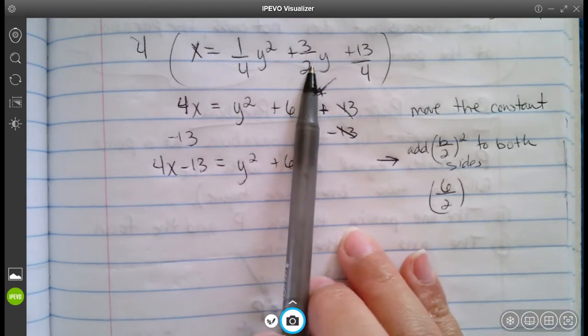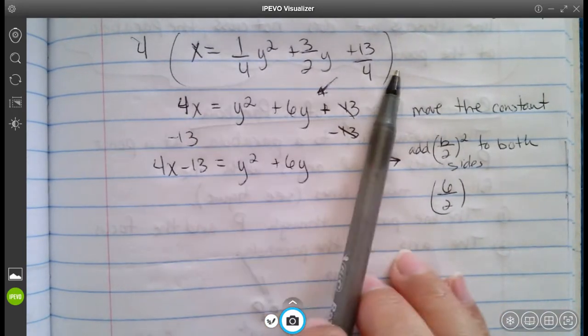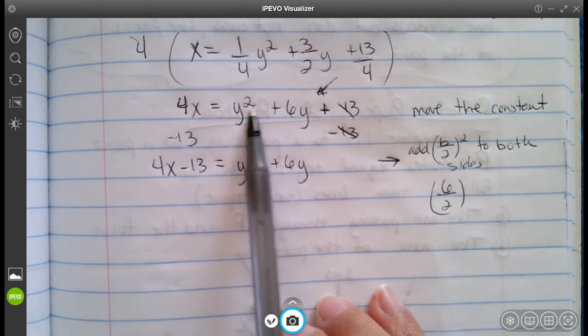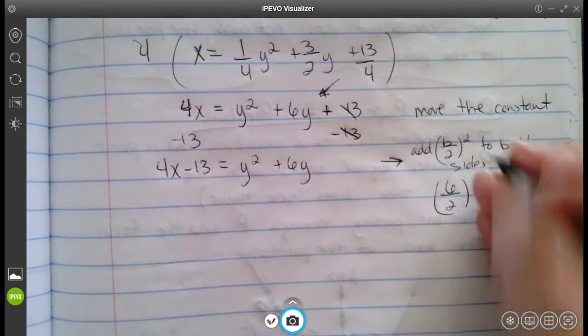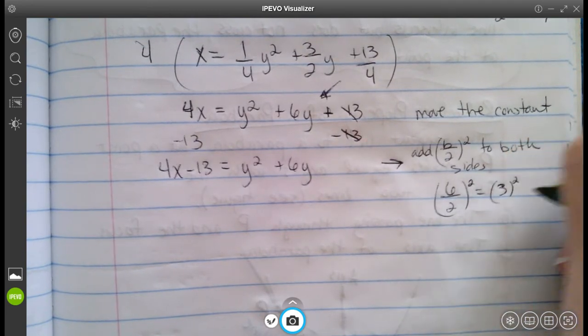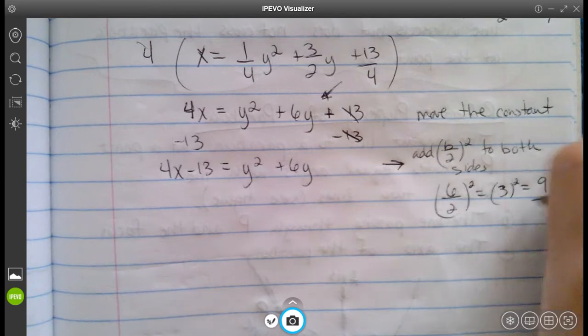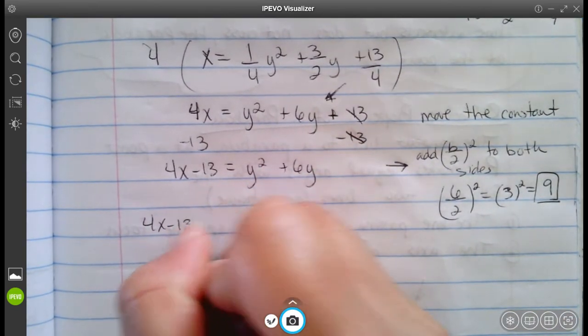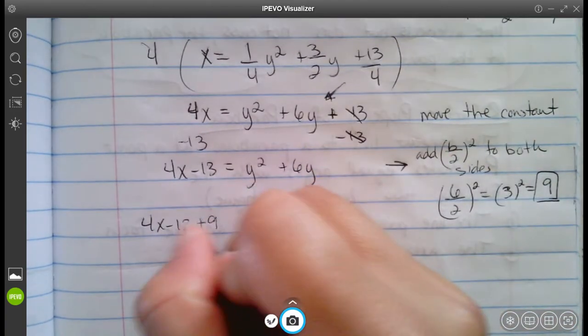I wouldn't use this one because, since we multiplied by 4, we didn't actually change any of the values. We just made a factor of the original equation. So we could use the 6. So 6 over 2 squared is going to be, 6 divided by 2 is 3. So 3 squared, which is just 9. So I'm going to add 4x minus 13. I'm going to add that 9 to this side.